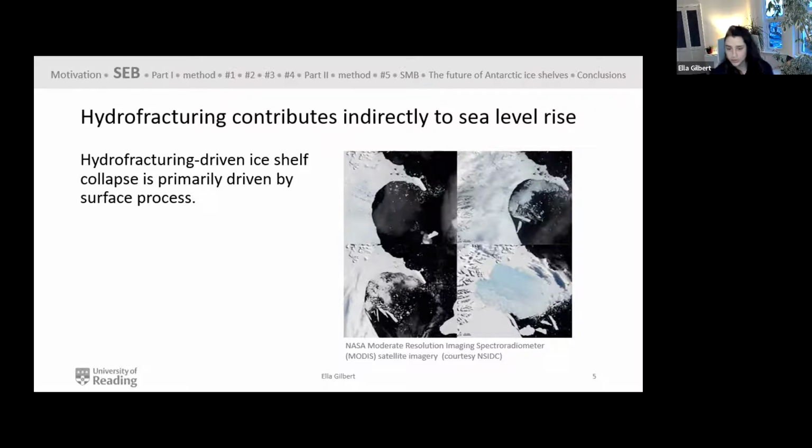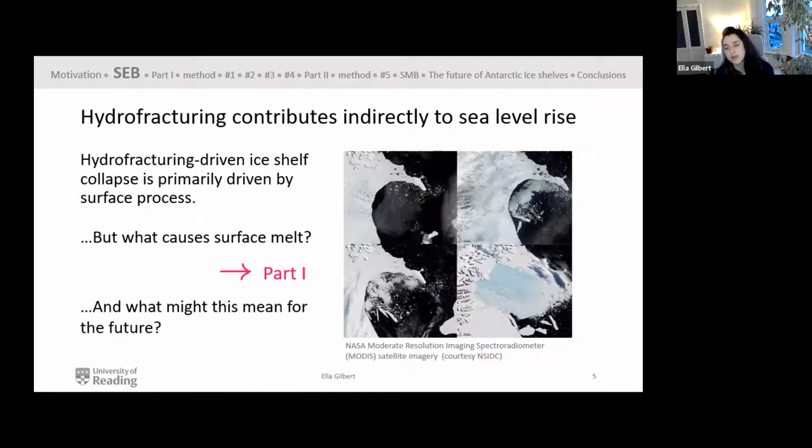So this talk is going to come in two parts, and I'll warn you initially that the first part is quite a bit longer than the second, and is aiming to address two outstanding questions about surface melting on ice shelves. So the first part is what causes that surface melting, and for this I'm going to be zooming in on the Larsen C ice shelf. And then the second part is going to be looking more at what this might mean for the future.